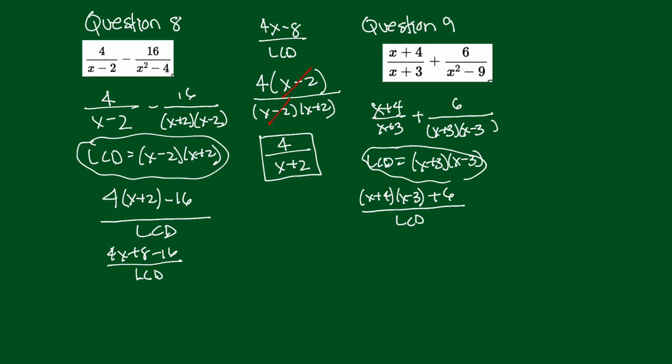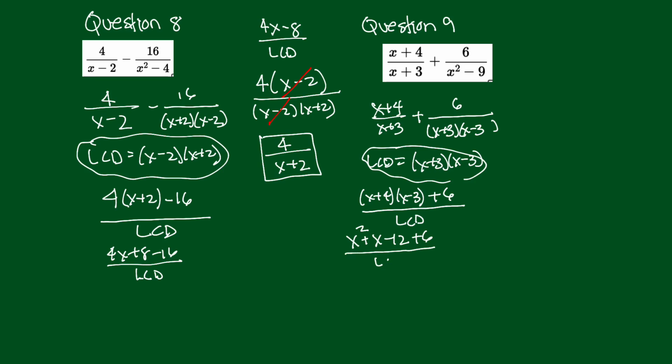Now let's multiply this top out. The x plus 4 times x minus 3, I'll get x squared. The outer product is minus 3x. The inner product is plus 4x. So minus 3x plus 4x is plus x. And then 4 times negative 3 is negative 12. I've got the plus 6 still.